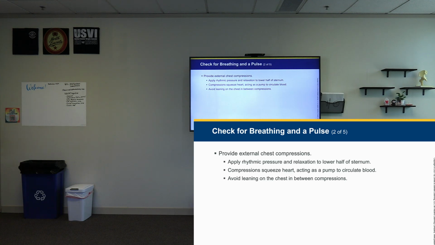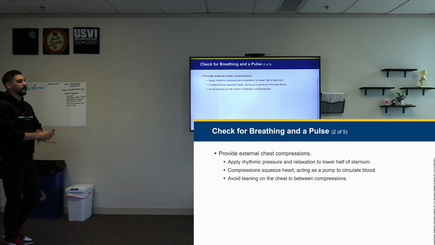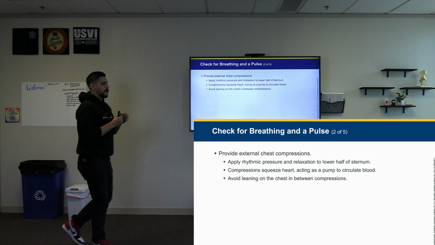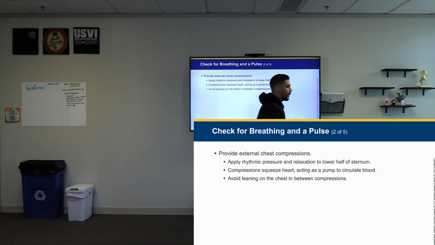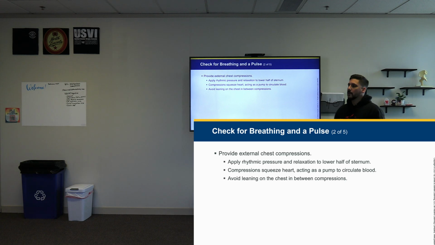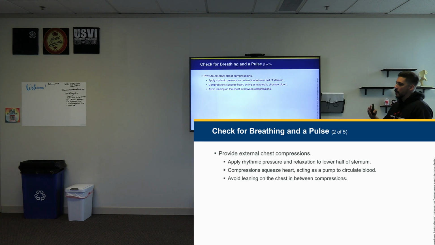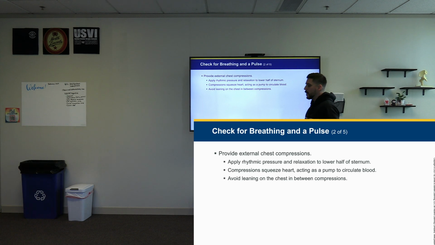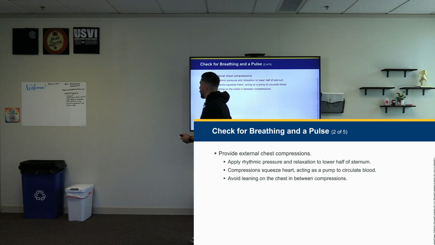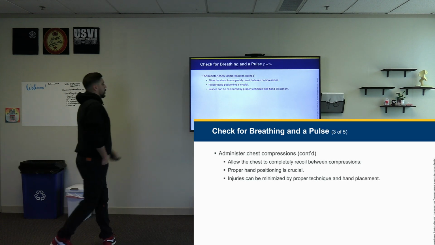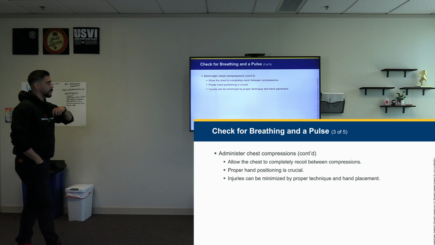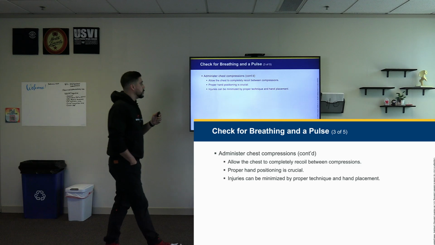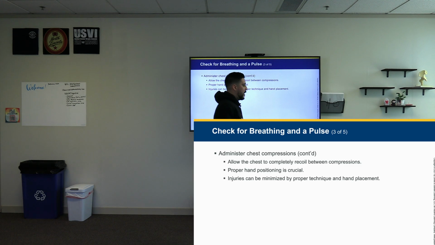Okay, and we want to avoid leaning. Reason being is we want to allow for full chest recoil. If we don't let that chest fully recoil, we're not letting the heart fully expand. If the heart does not fully expand, we're not filling it with blood as effectively as we could. So therefore, our next compressions are going to be limited by the amount of blood that's actually being pushed around the body. Okay, so allow the chest to completely recoil between compressions. Once again, proper hand placement is crucial. And then injuries can be minimized by proper technique and hand placement.